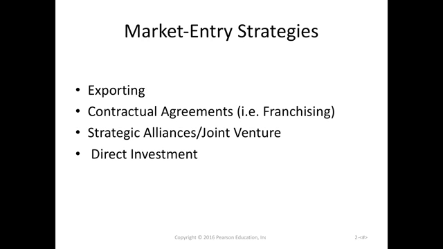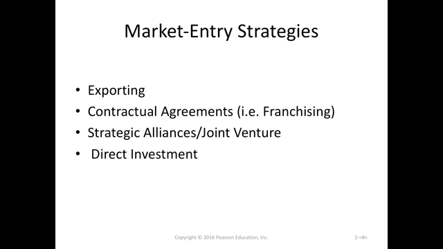So for the first one, exporting, this is probably the easiest one because you don't really have to do much of anything. You simply pack your stuff in the box and then ship them overseas. And you may have a partner over there that will open the box and start selling for you, or you can sell directly to consumers. Right, that's the first one.